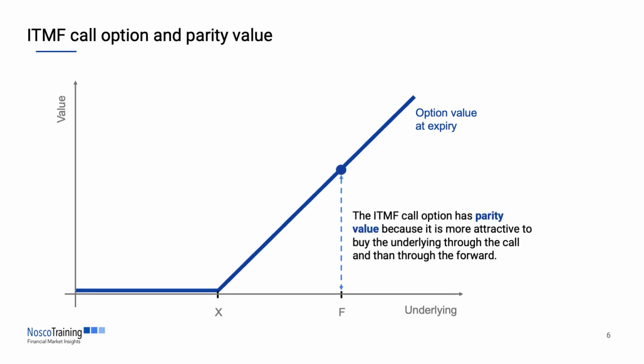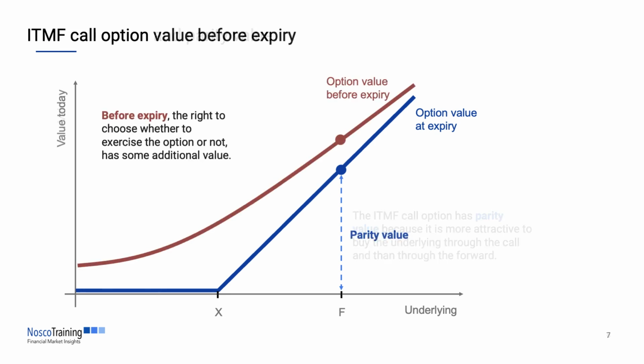An in-the-money forward option has parity value because exercising the call is more attractive than using the forward. Parity value therefore depends on where the strike price lies relative to the forward price. A call option has parity value when the strike price is below the forward price, otherwise its parity value is zero. But unlike a forward, an option gives the holder the right to choose whether to exercise or not.